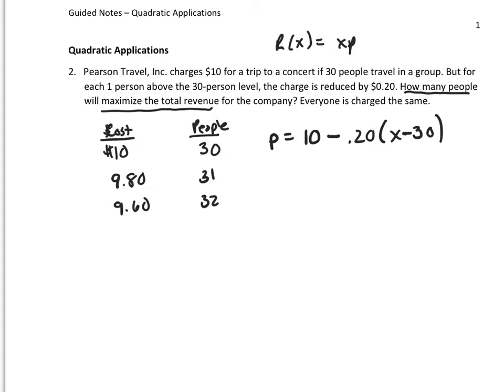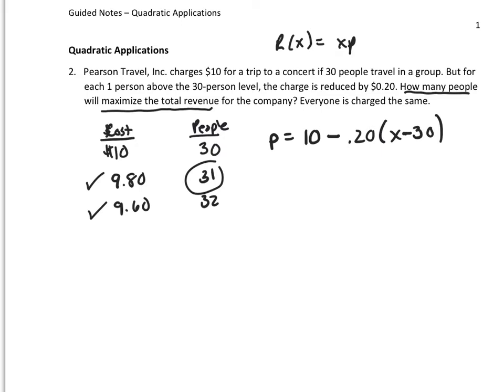All right, let's look at this. X is the number of people. Let's say I have 31 people. 31 minus 30 is 1 times 0.2 is 0.2. That would put the price at $9.80. If I had 32 people, I'm just checking my equation. 32 minus 30 would be 2. 2 times 0.2 is 0.4. 10 minus 0.4 is 9.6. So it's working right. All right.